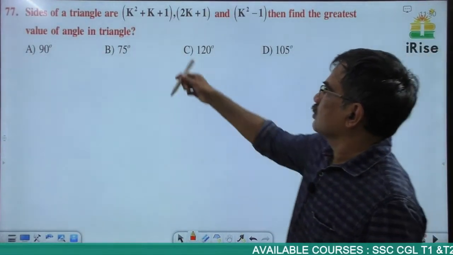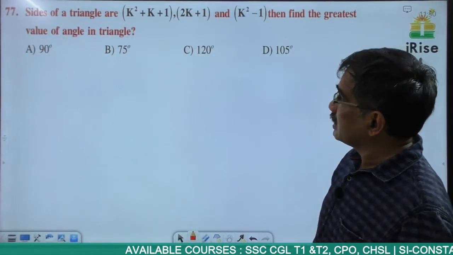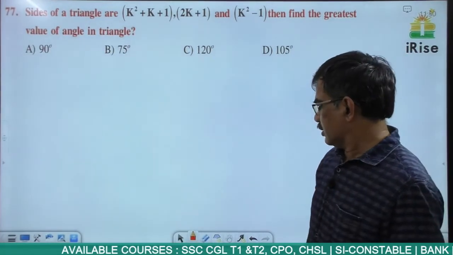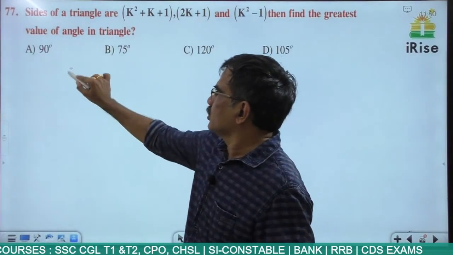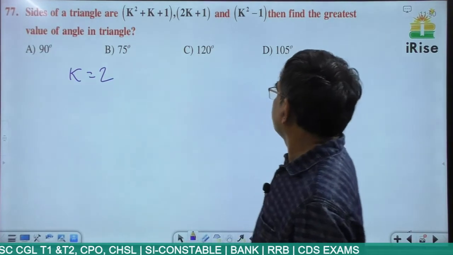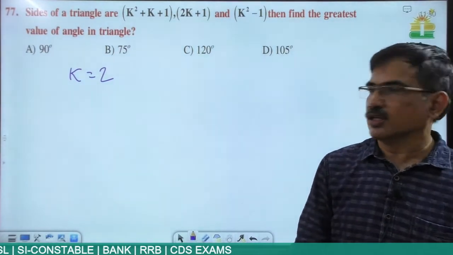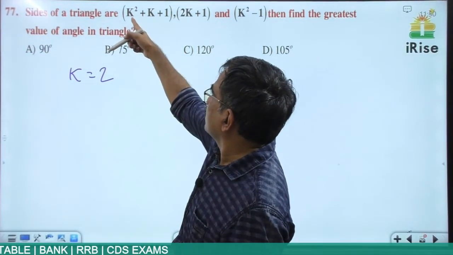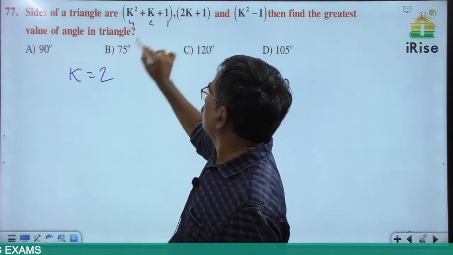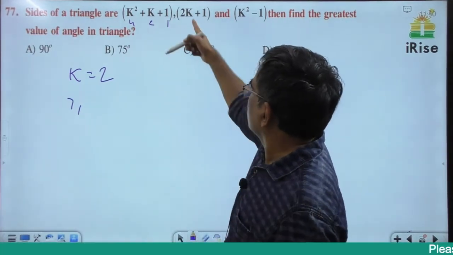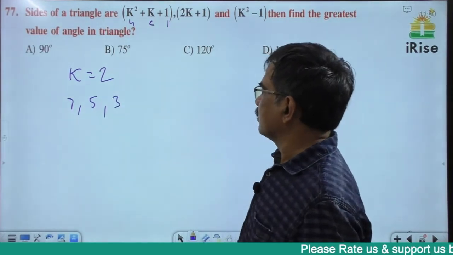Sides of a triangle are k square plus k plus 1, 2k plus 1, k square minus 1. Then find the greatest angle in the triangle. Here, don't consider the variables. I want to put k is equal to 2. K is equal to 1 is not possible because this side is 0, and a side of a triangle cannot be 0. So I put k is equal to 2. Then we get k square 4 plus 2 plus 1, which is 7, is one side. 2 into 2 plus 1 is 5. 4 minus 1 is 3. These are the sides of a triangle.